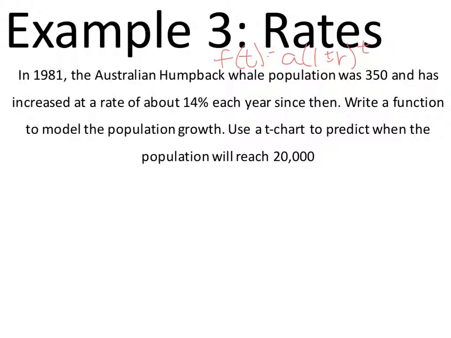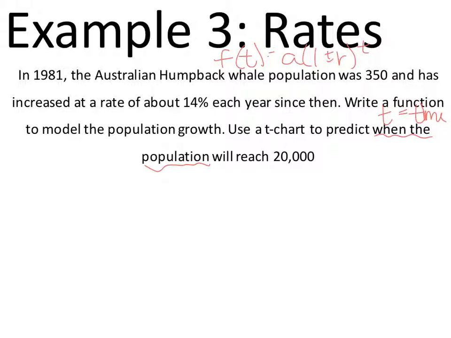So I'm going to read through this and pick out my important information. The first thing I want to look at is they should give me a question somewhere. They want to use a t-chart to predict when the population will reach 20,000. When the population, that tells me the time. So that's my variable. That's what I'm looking for. So in 1981, the Australian humpback whale population was 350 and has increased at a rate of about 14% each year since then. Write a function to model the population growth.